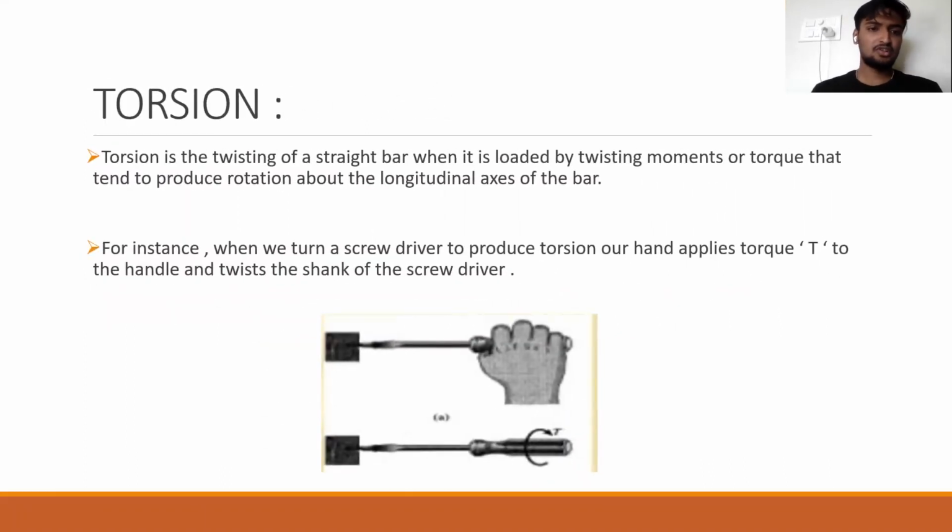Torsion. Torsion is the twisting of a straight bar when it is loaded by a twisting moment or torque that tends to produce rotation about the longitudinal axis of the bar. For instance, when we turn a screwdriver to produce torsion, our hand applies torque T to the handle and twists the shank of the screwdriver. Here we can see this screwdriver.